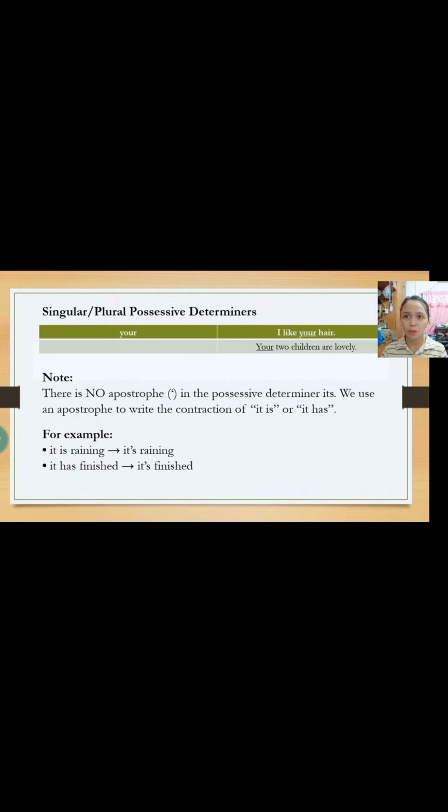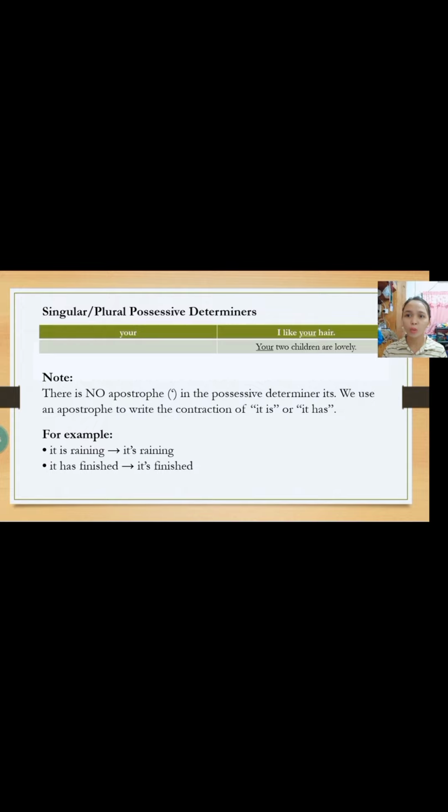For the singular or plural possessive determiner, we have the word your. I like your hair. Your here is the possessive pronoun determiner because it refers to the noun hair. Your two children are lovely. Your also is the possessive pronoun determiner here, and this refers to the noun children, and also the word two also refers to the noun children.